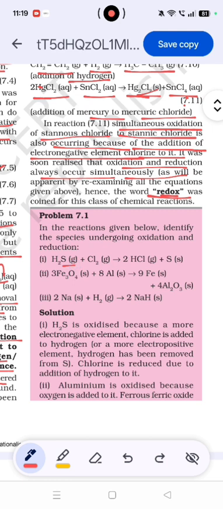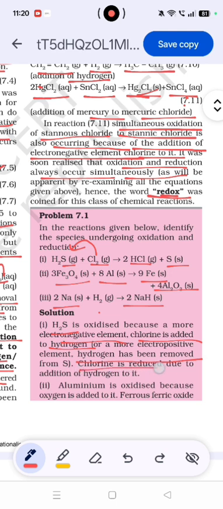Okay, H2S plus Cl2 gives HCl plus S. Then Fe3O4 plus 8Al gives Fe plus Al2O3. Na plus H2 gives 2NaH, sodium hydride. See here, H2S is oxidized because a more electronegative element, chlorine, is added to it. Hydrogen has been removed from H2S and it becomes HCl, as Cl is added.